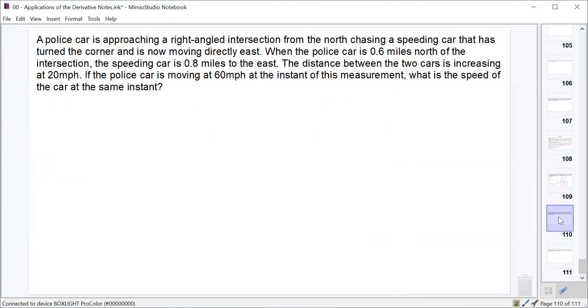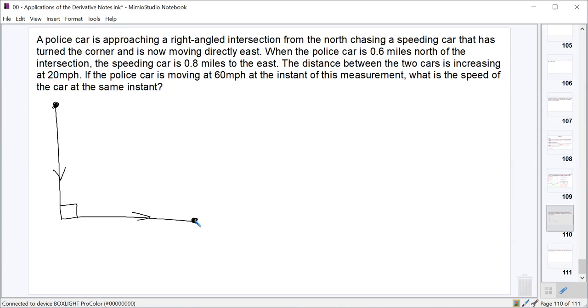In this next problem, we've got a police car approaching a right-angled intersection from the north, and it's chasing a speeding car that has already turned the corner and is moving east. So I'm going to real quickly just sketch out that right angle. So we've got a police car that's coming from the north, so from up here. It's moving towards this intersection, going this direction. And we've got a car over here that's going this direction. It's already turned the corner, and it's somewhere over here.